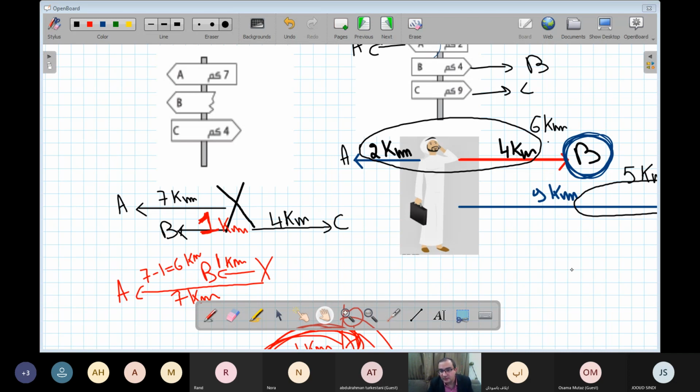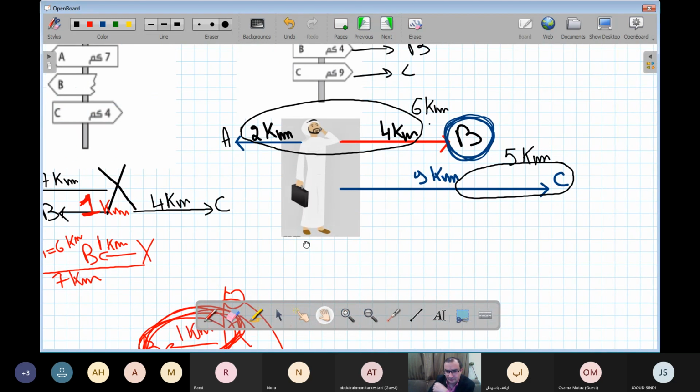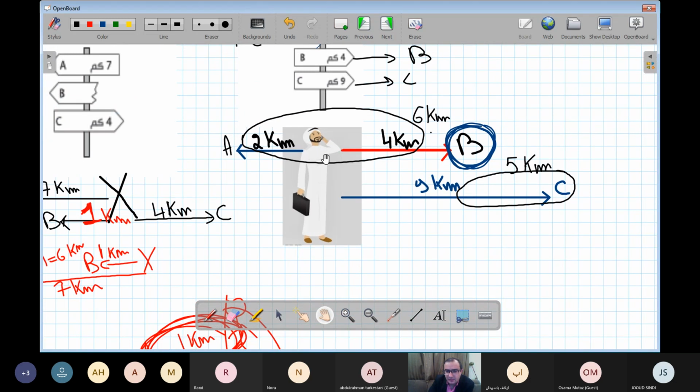Any question? I'll repeat, Maha. If you are here, from this place to B, it took 4 kilometers. And from the same place to C, pay attention, Maha, it took 9 kilometers. What's the difference between the two of them? Because you must arrive at B, then you move from B to C. So if we have 9 kilometers here and 4 kilometers here, it means the distance between B and C is 5 kilometers. Is that clear?